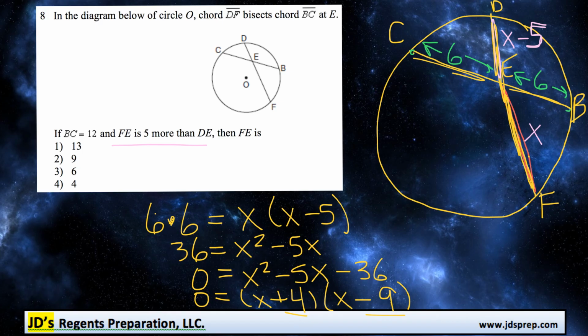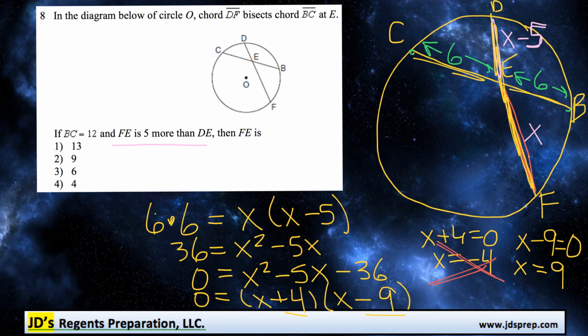So that works out. That means x plus 4 is going to be equal to 0, so x equals negative 4. And in the other set of brackets, we would set x minus 9 equal to 0, meaning x equals 9. Now, of course, x is a distance, so we can't have a negative distance. That makes no sense. So negative 4 is not a possible answer, but x equals 9 is. So in the end, our correct answer is option number 2, and that distance is 9.